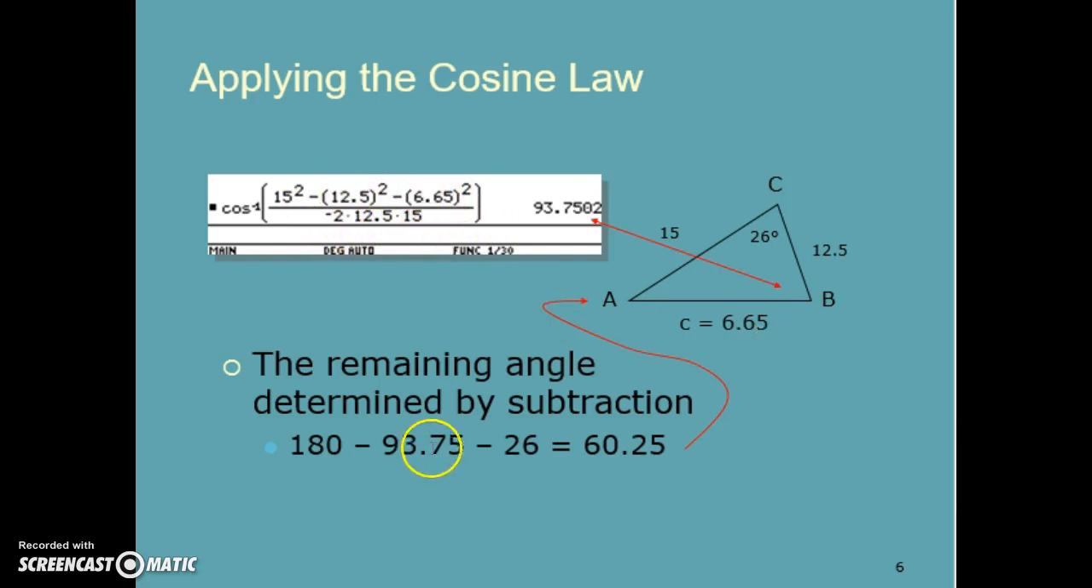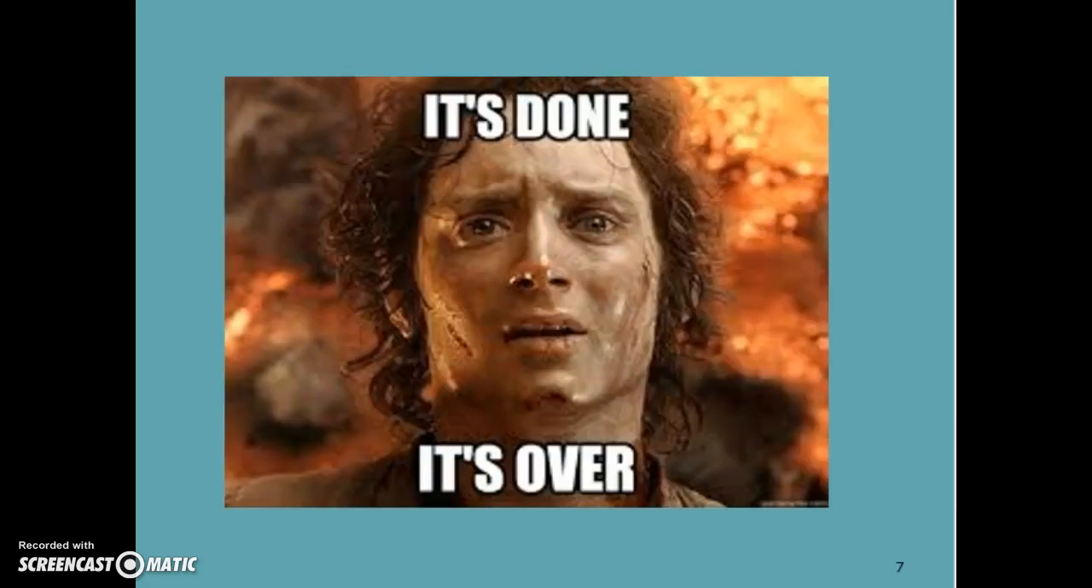And angle B is 93.75. So we're going to take 180, and subtract angle B and subtract angle C, and that gives us the measure of angle A. So again, it's just knowing the law of cosines, those formulas, plugging them in, and picking which one will answer the question that they ask us.